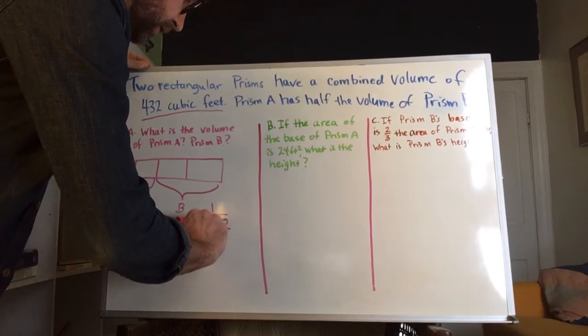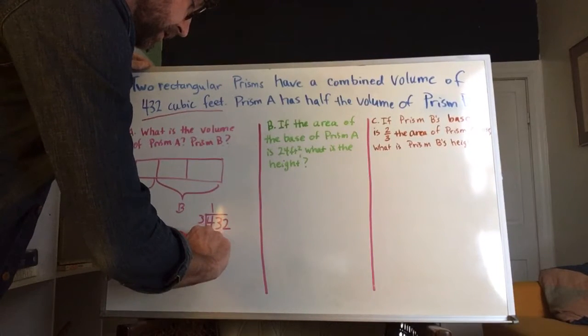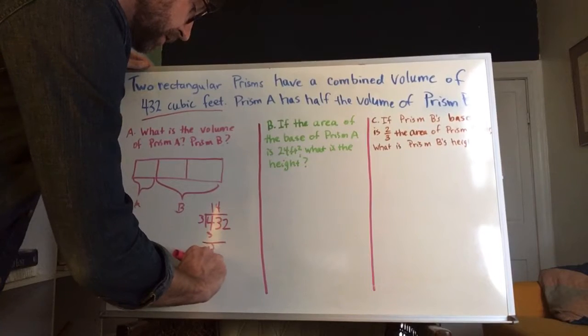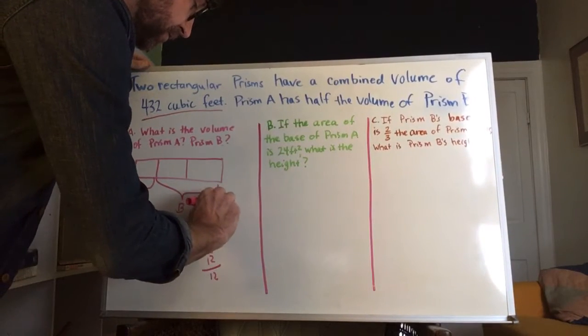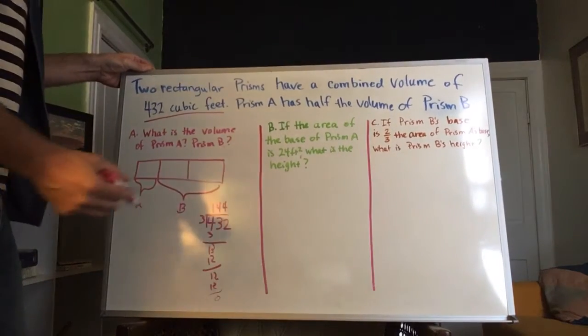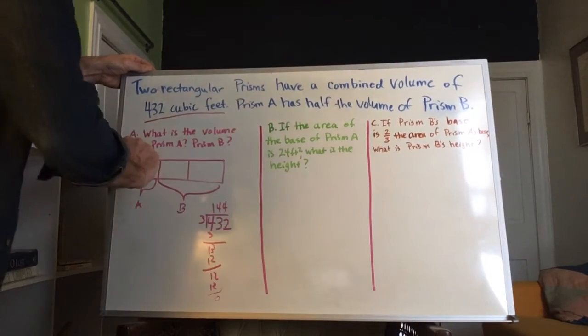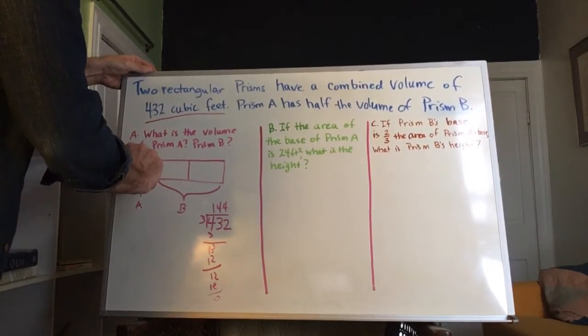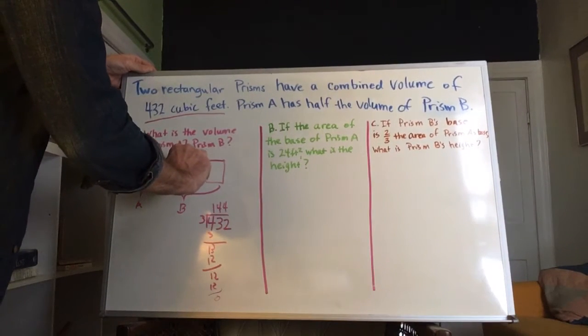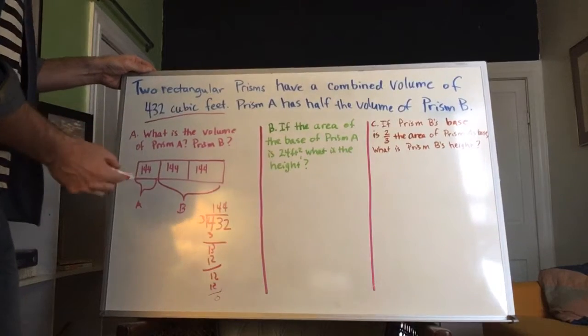So 3 goes into 4 one time. 1 times 3 is 3, and we got 1. Bring down that 3. 1 times 3 is 3. 4 times 3 is 12. And that gives us 144. So that means 144 is going to go here. 144 and 144. Now we can answer this question, right?